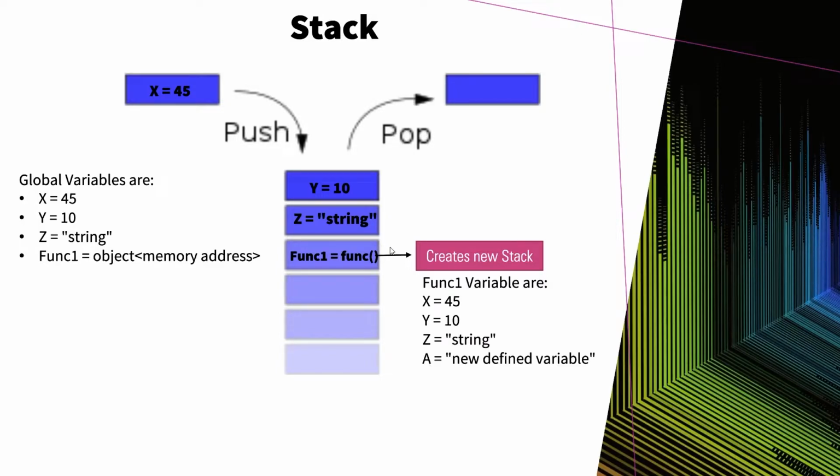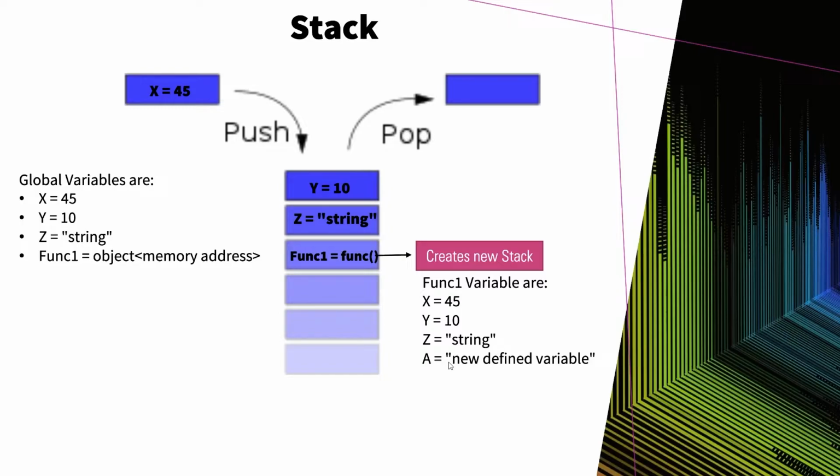And what's going to happen if we create this new stack? All the global variables we have, these are the global variables in our Python program, so let's say x, y, and z, will be pushed onto our new stack frame. We create an entire new stack frame here, and those global variables will always be inserted inside of this new function. So over here we can access x equals 45, y equals 10, z equals string.